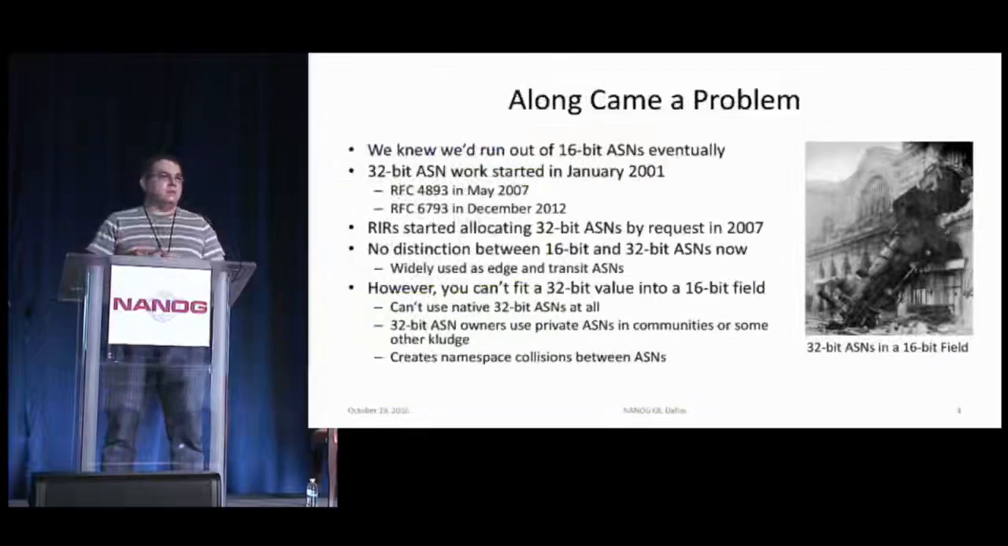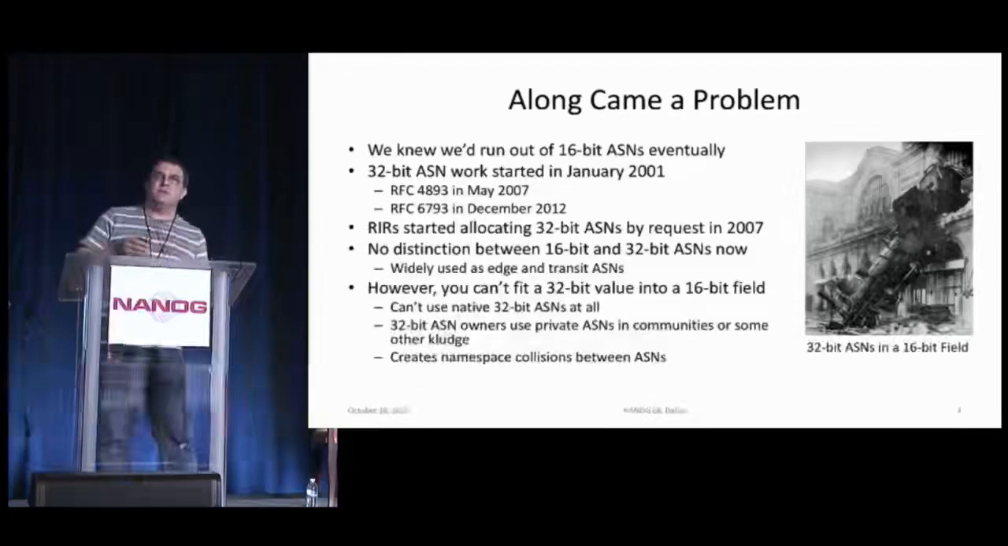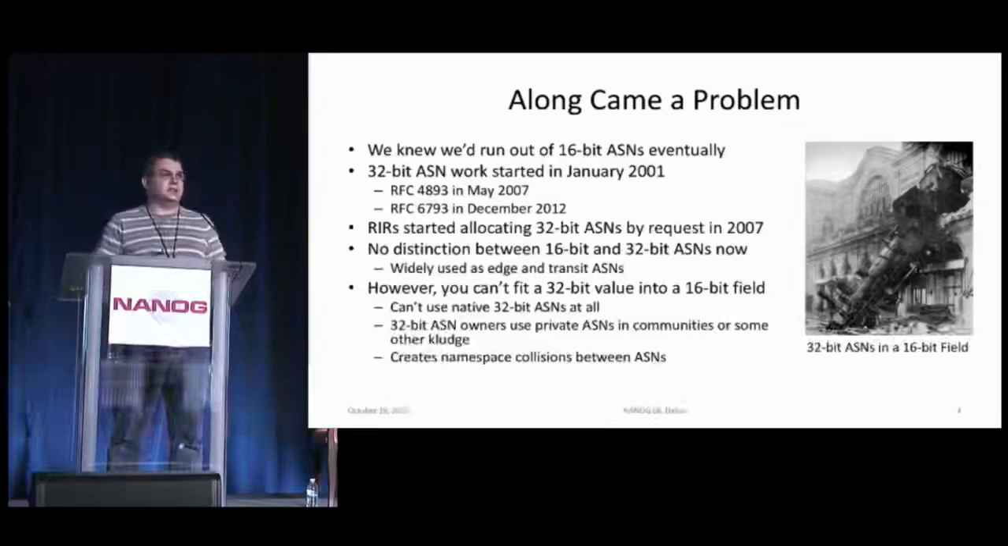So along came a problem. We knew that we'd run out of 16-bit ASNs eventually. Work started a long time ago to develop a 32-bit ASN in a couple different RFCs. The RIRs started allocating 32-bit ASNs almost 10 years ago by request initially, and now there's really no distinction between a 32-bit ASN and a 16-bit ASN. An ASN is an ASN, and it can be one of either. It's used widely for edge and transit ASNs, so you can't really say the 32-bit ASNs are just edge ASNs. They're also transit ASNs.